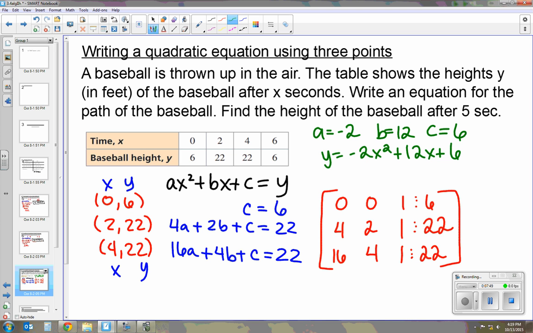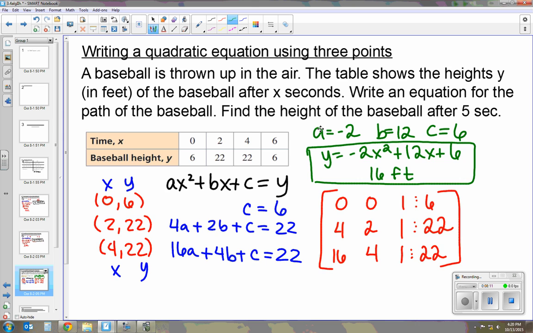Now, the second part of this is to find the height of the baseball after 5 seconds. Well, time is our x value, so we're going to plug in 5 into our function and determine that we get 16 feet. We can use our calculator for that. So we don't have to solve the 3 by 3 by hand. We just use our reduced row echelon form.